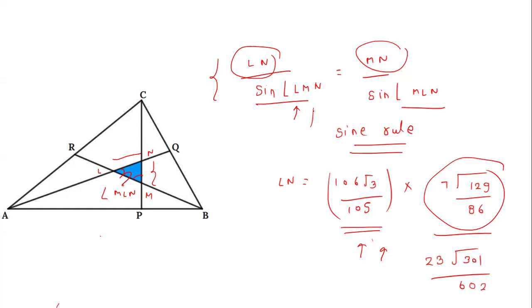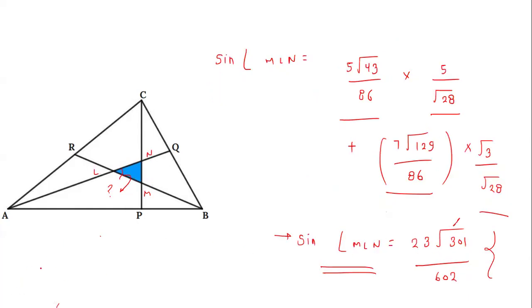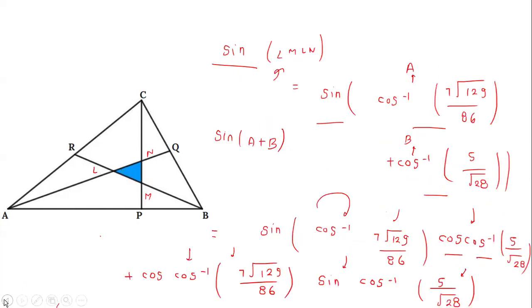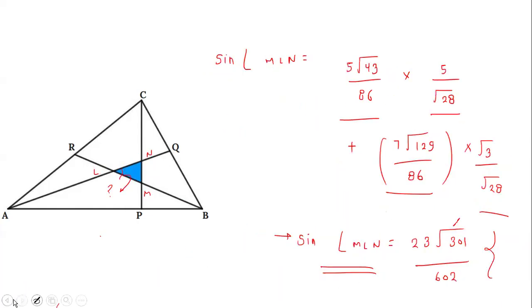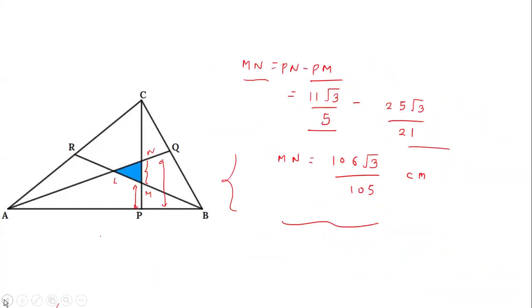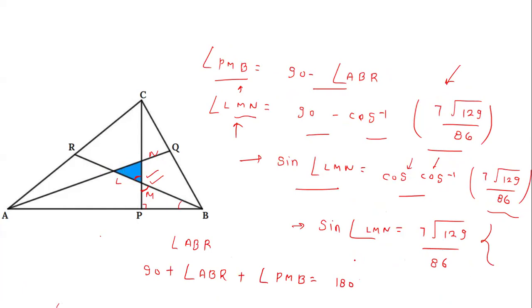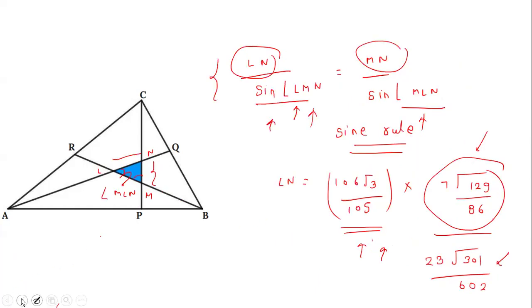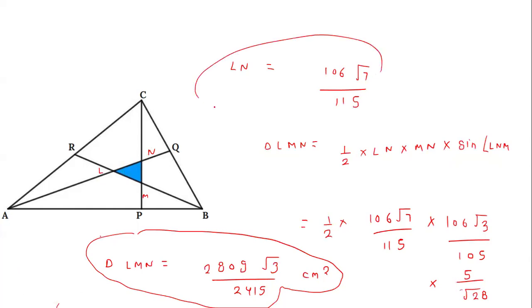I put the sine of angle M here, and I put the sine of angle L here that we calculated previously, 23 root 301 by 602, and sine of angle LMN. Sine of angle LMN is 7 root of 129 by 86. So you can put all that here and you can calculate the value of LN. Now you also know LN.